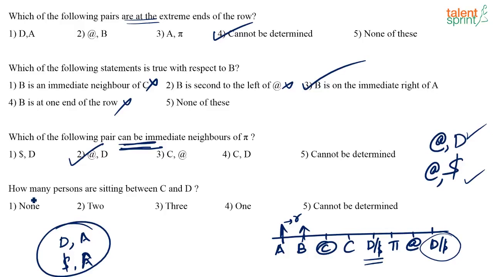Yes. Next one. How many persons are sitting between C and D? C is here. Again, I don't know where D is. D can be here or D can be here. So can I find out how many people are there between C and D? I cannot find out. So my answer here will be can't be determined. Okay. So now let's look at the next question.